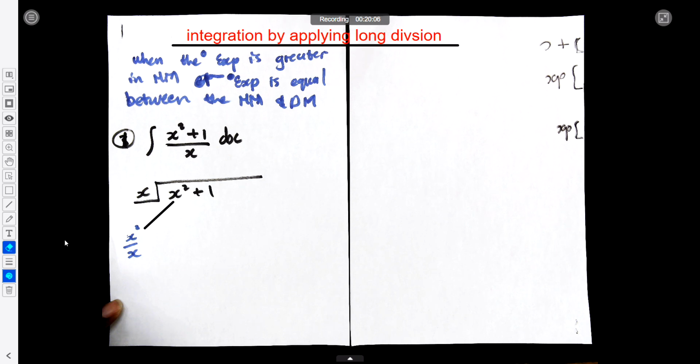Okay. Just want to use a different color here. Let's do this.